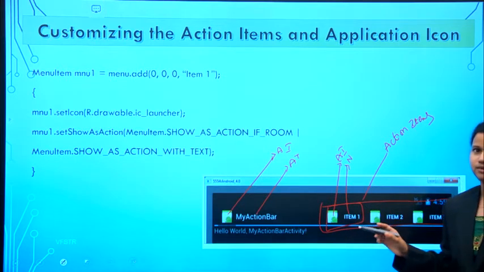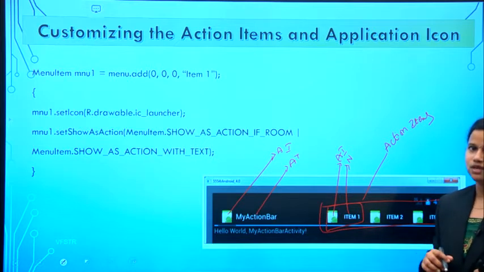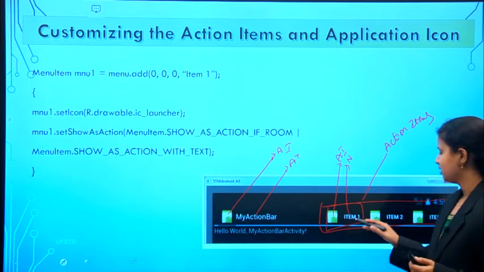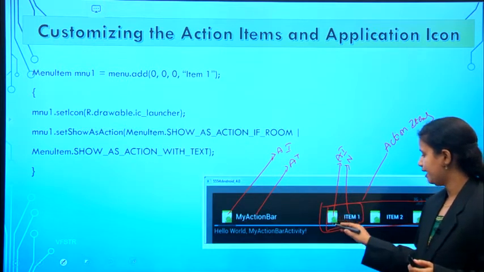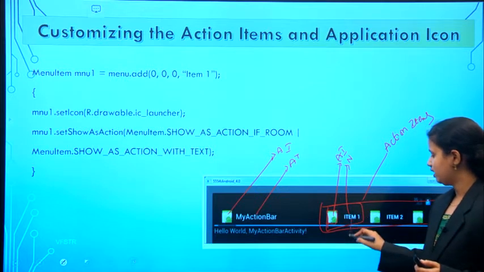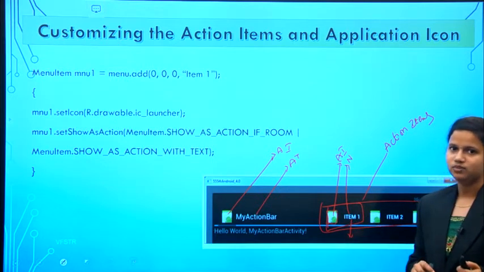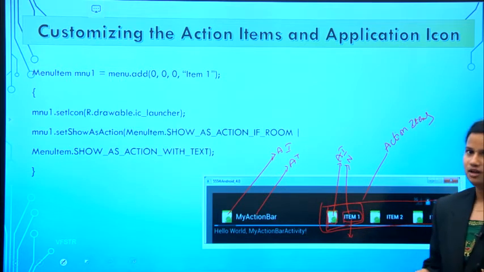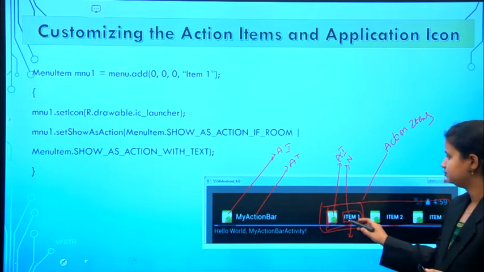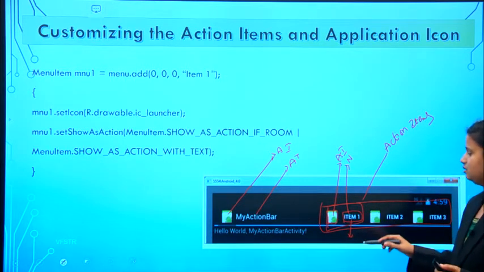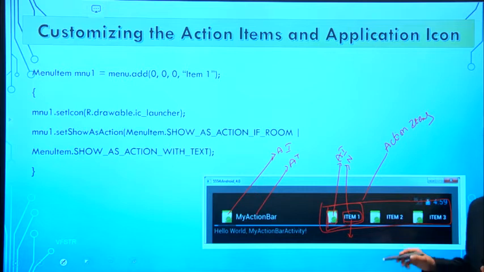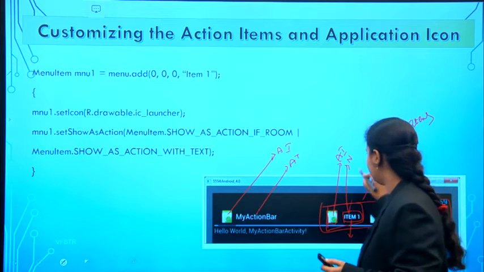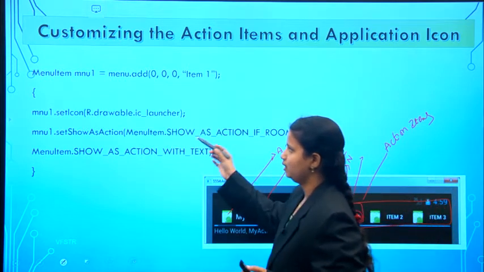In the previous class we saw adding a menu item, that means adding an item to the action bar. The icon will appear, but it will not show the text, the item name, in the action bar. But in this customization of the action bar, we see how to develop the item so that it appears on the action bar. For this, we have to write code like this.